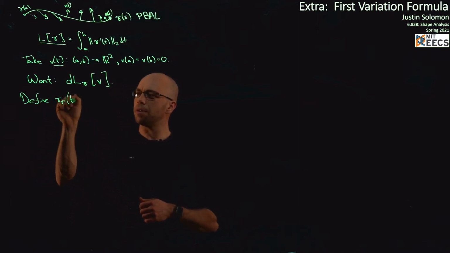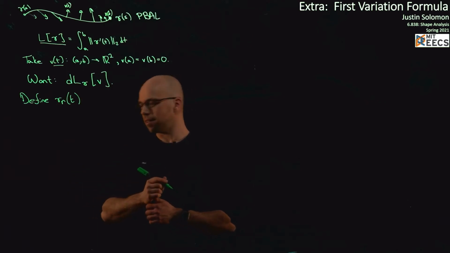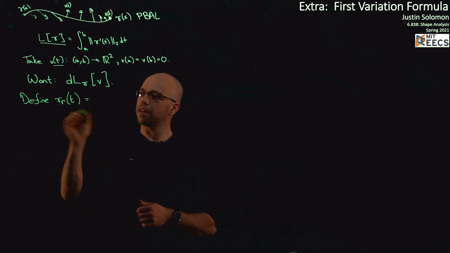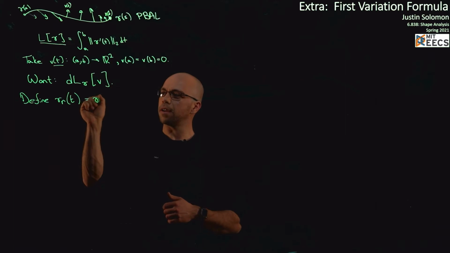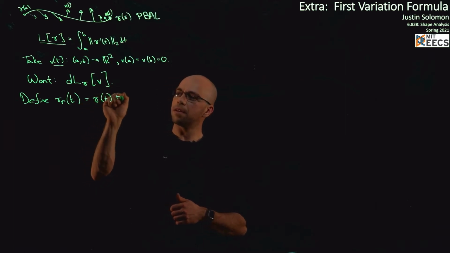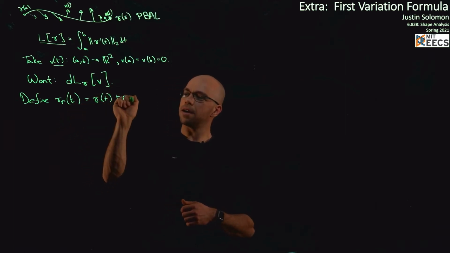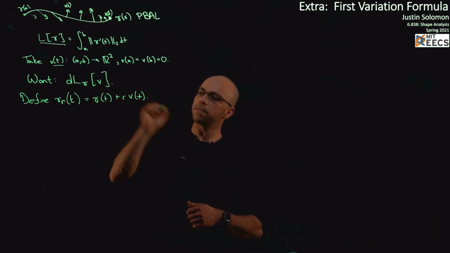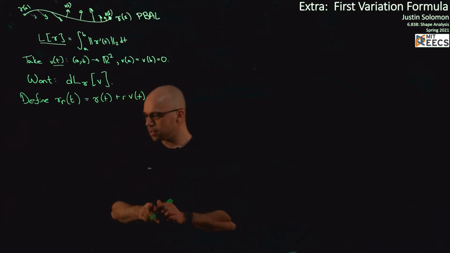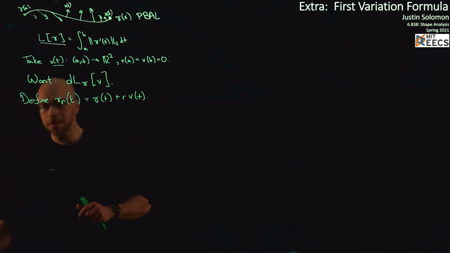I'm no longer going to put s here because it's not arc length necessarily. And it's going to look like the following sum. It'll look like gamma of t plus r times v of t. So geometrically, let's make sure that we understand what the picture looks like so far.